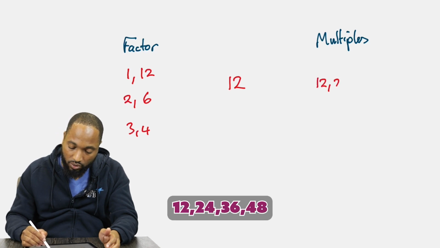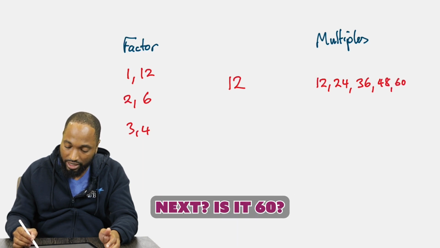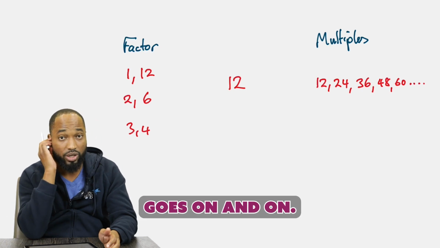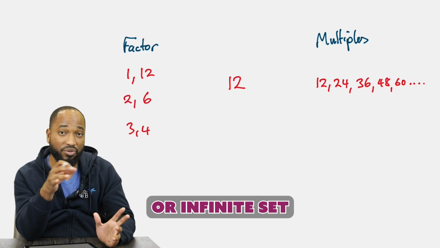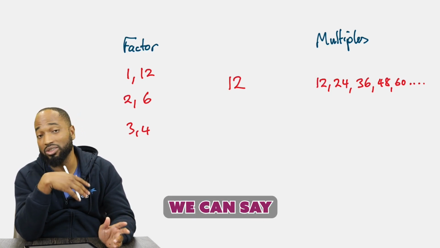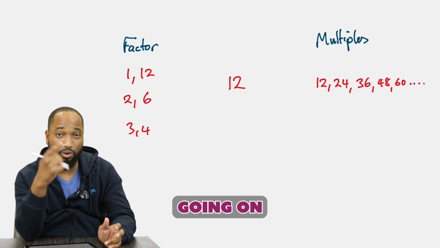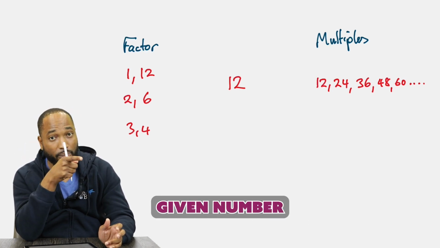12, 24, 36, 48. This thing don't ever stop. What comes next? Is it 60? Yes, it's 60, and that goes on and on. The multiples of 12 are an unlimited or infinite set, because we can say 12 by 100, we can say 12 by 1,000, we can keep going on with multiples. Multiples represent the product of the given number and a whole number.